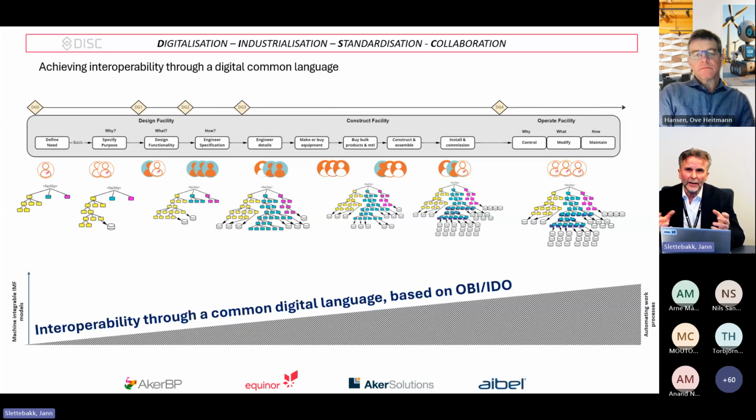So you will get data from your sensor that is connected to the plant design. And the philosophy we have is to build this with the connection to the ontology-based interoperability and the industry data ontology that refers to the OBI IDO letters.